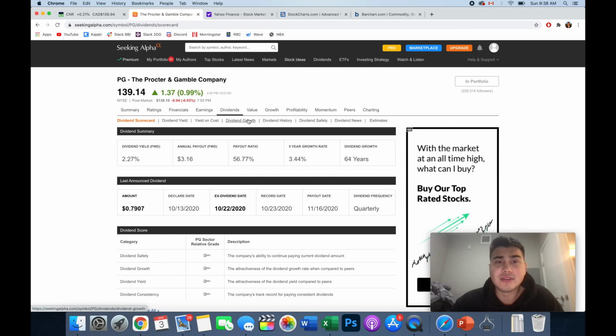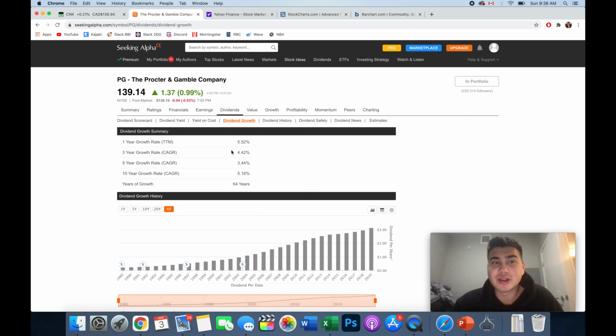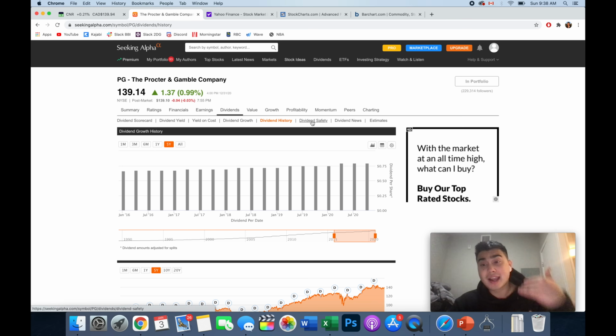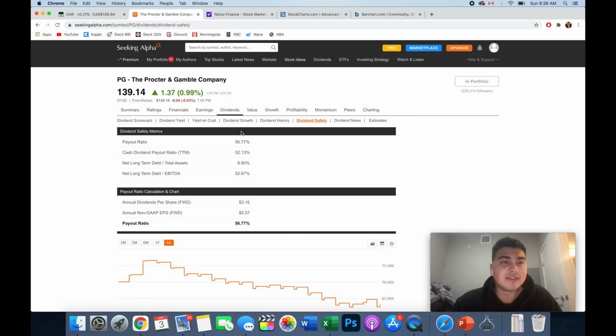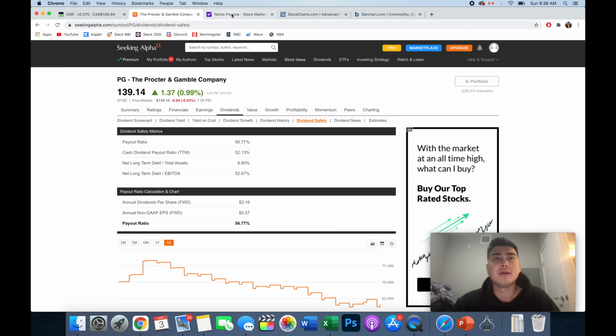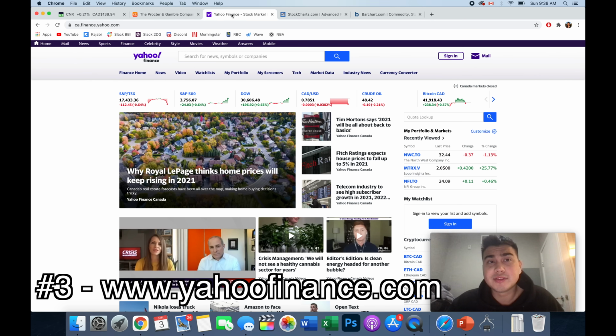And then obviously you can even go to things like dividend growth, and you can see what they're growing at over the different years, dividend history, more or less just some backtracking data, dividend safety, etc. You can kind of tool around in this section. But the second option is Seeking Alpha. The third one, which we will briefly knock off, is Yahoo Finance.